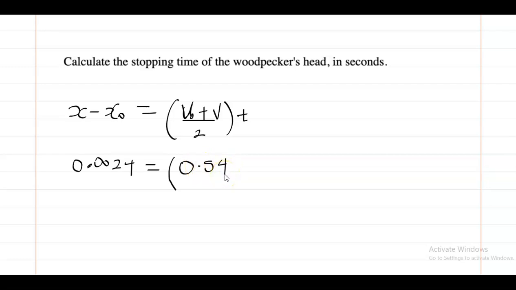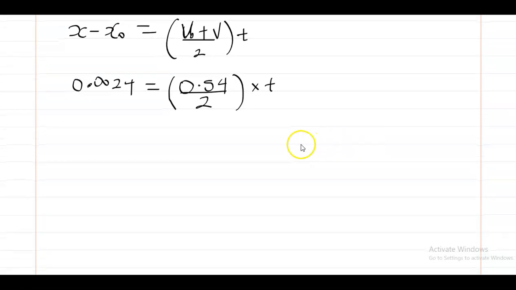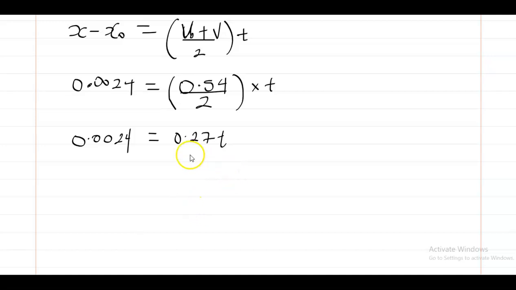Our final velocity there was 0, as we've earlier defined, but of course it has no effect on that, so we just divide by 2 and multiply by time. All right, so 0.54 divided by 2 is equal to 0.27 times time. So in this case here, what we are going to do is divide both sides by 0.27.